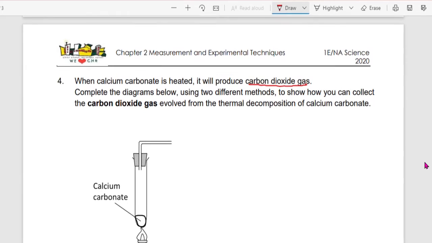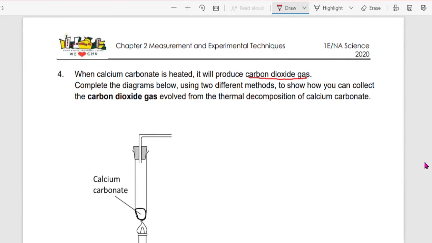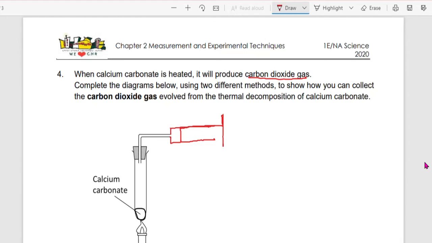Okay. So first one, let's do the simple one, because the complete diagram shows how you can collect the gas. So first one, I'll draw the simple gas syringe. Okay, please use a ruler to draw. Currently I don't have my ruler with me, so yep. Okay, so draw the gas syringe here.